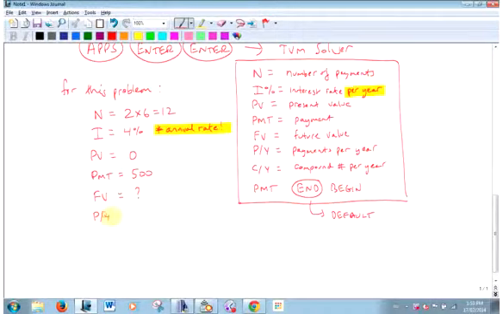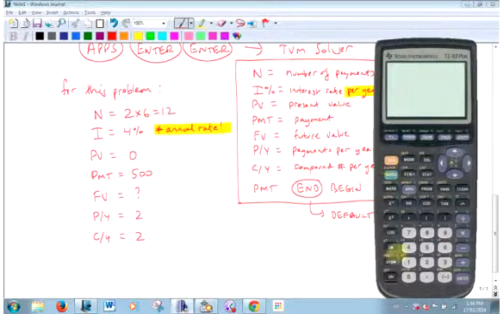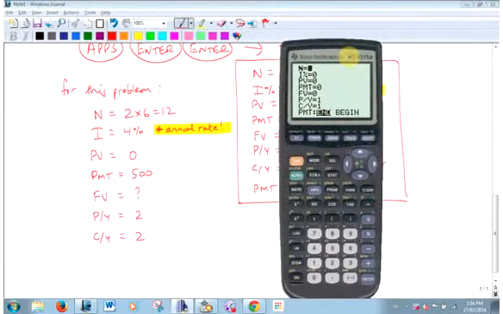So payments per year, every 6 months, twice a year. Compounding per year, it says semi-annually, and you'll notice when you put that in your calculator, it'll default to that too. Okay, so let's plug this stuff in. How do we get this thing to go?